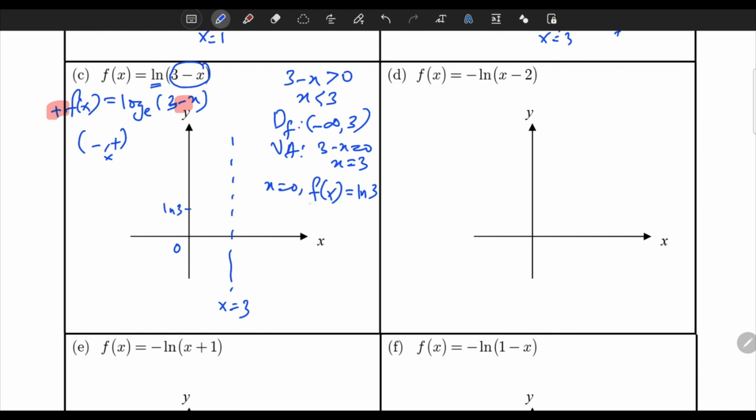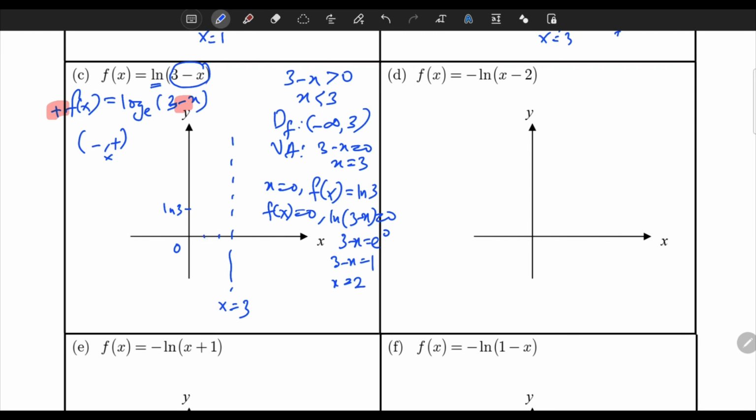So let's say for our x-intercept, f(x) equal to 0. So that will be ln of (3 minus x) equal to 0. Don't forget this is of base e. So 3 minus x equals e to the power 0. So 3 minus x equal to 1, so x equal to 2. So there you go, 1, 2.